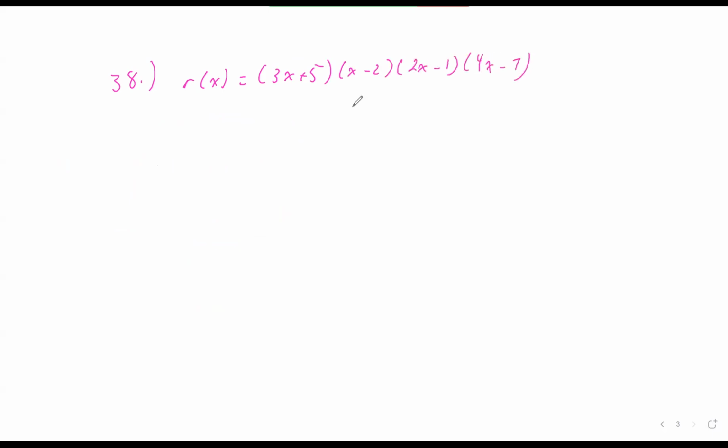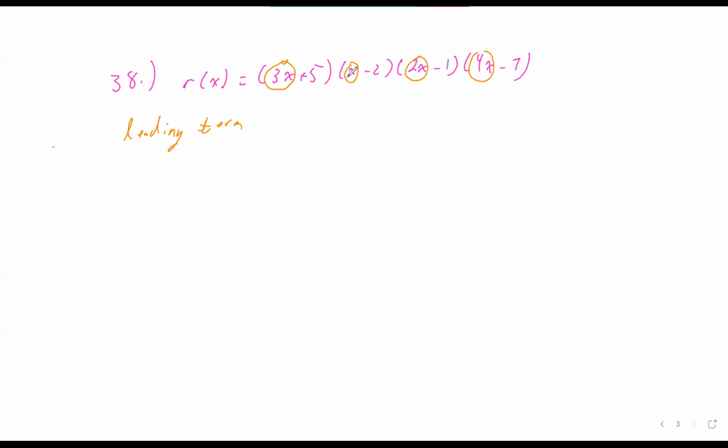Right? So I get r of x equals (3x plus 5) times (x minus 2) times (2x minus 1) times (4x minus 7). First thing you want to do is identify all of the leading terms of each of those polynomials. So 3x is a higher degree than just a constant, x, 2x, and 4x. Those are all the leading terms of each one of those polynomials. So when you're looking for the ultimate leading term, instead of multiplying all of these out, just multiply these four things.